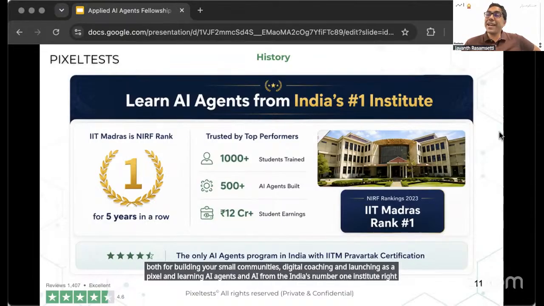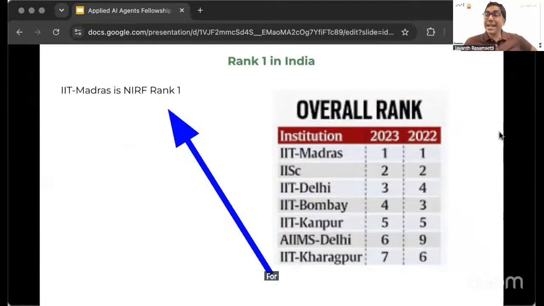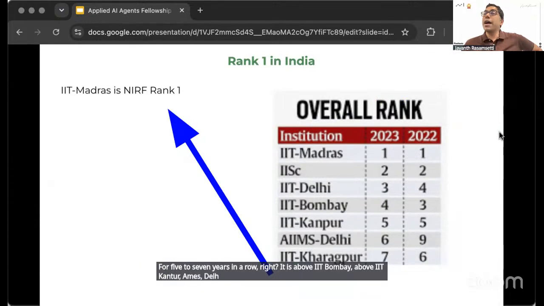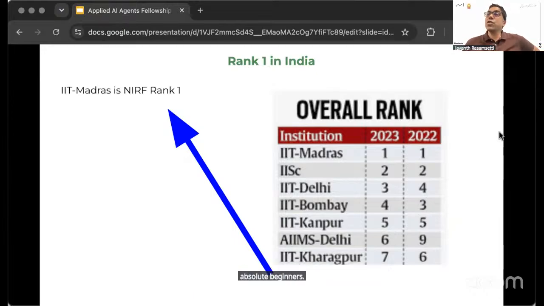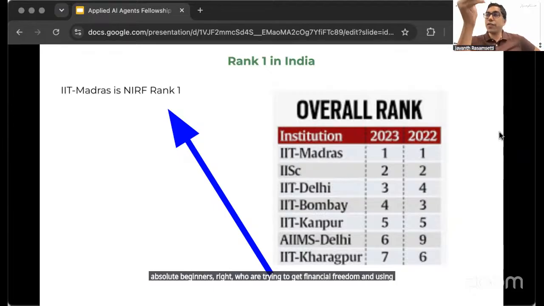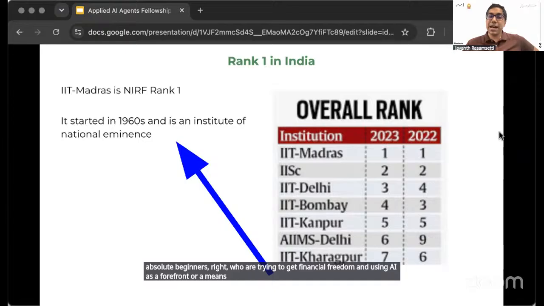It is not rank 5, rank 4, rank 3, rank 2. It is ranked #1 for 5 to 7 years in a row, right? It's above IIT Bombay, above IIT Kanpur, AIIMS, Delhi, Kharagpur, and this is for absolute beginners, right? Who are trying to get financial freedom and using AI as a forefront or a means. So both outcomes are possible, right?